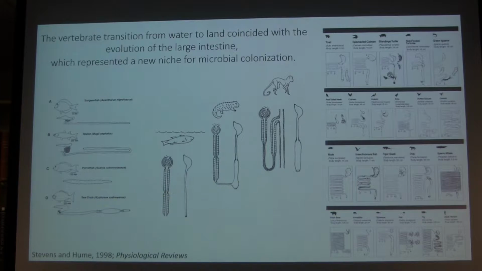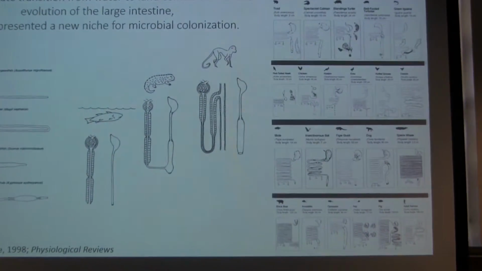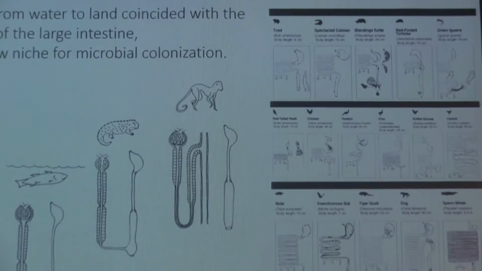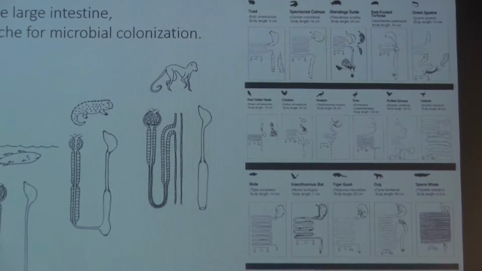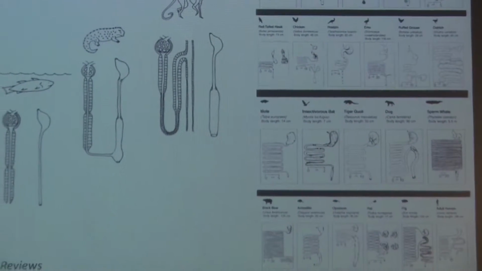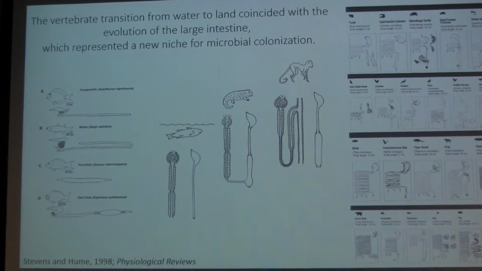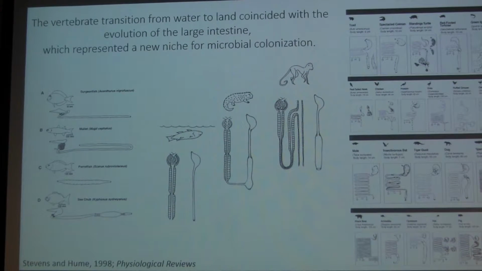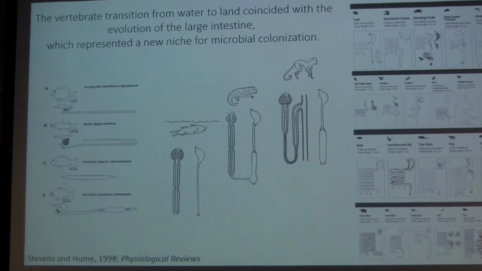But if you look at terrestrial vertebrates, tetrapods, there's an immense diversity of gastrointestinal tract morphologies with various different gut compartments that have evolved in response to different dietary strategies and different needs for the different organisms. So this new gut compartment represented a new niche for microbial colonization. And I want to emphasize the point that it's not just any niche for microbial colonization. It's arguably the best niche for bacteria that's ever existed in the history of life on Earth.